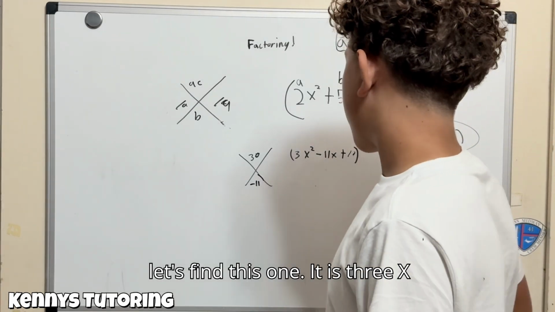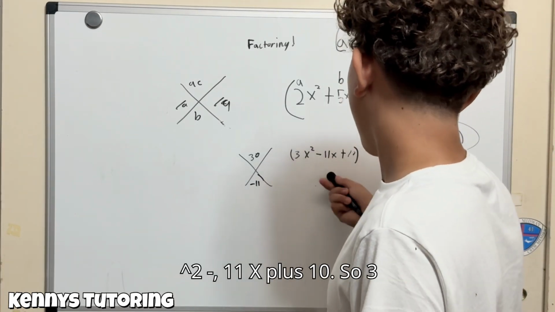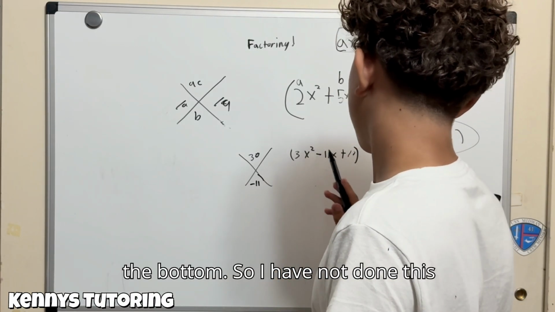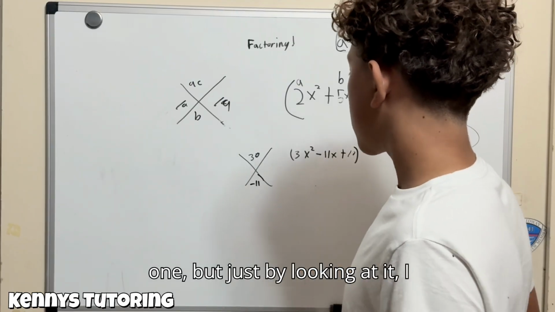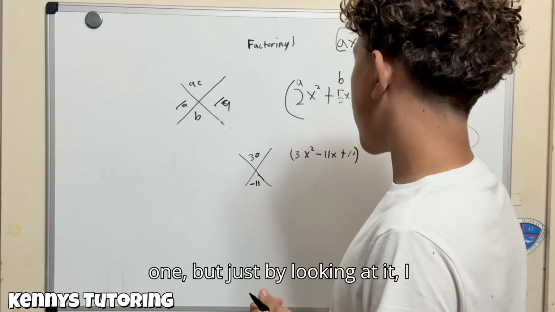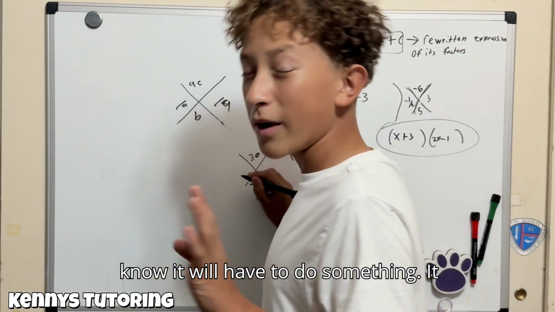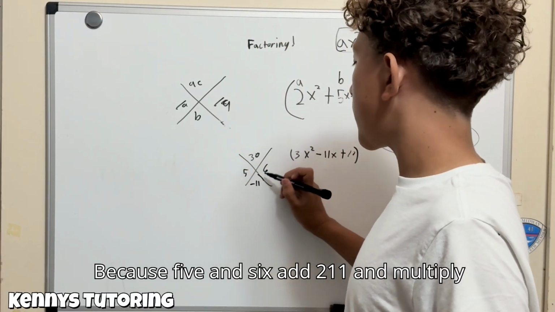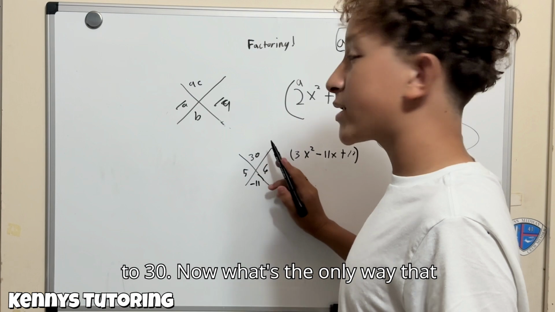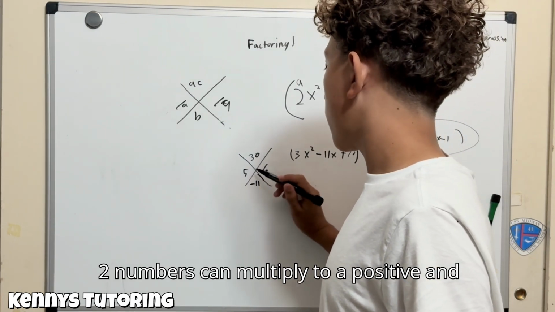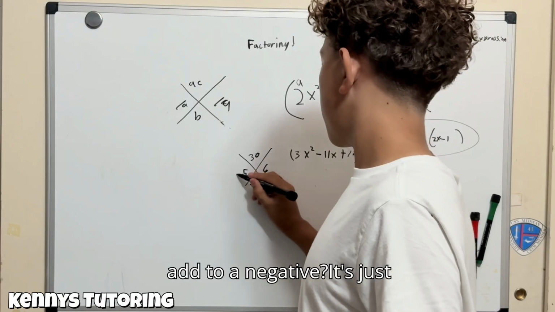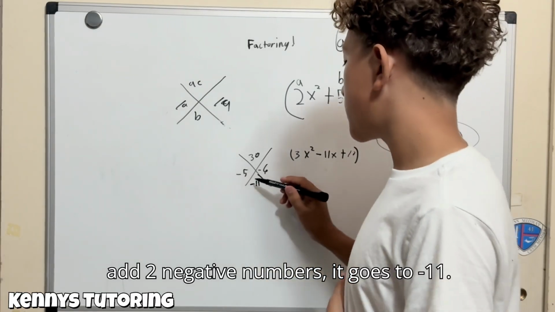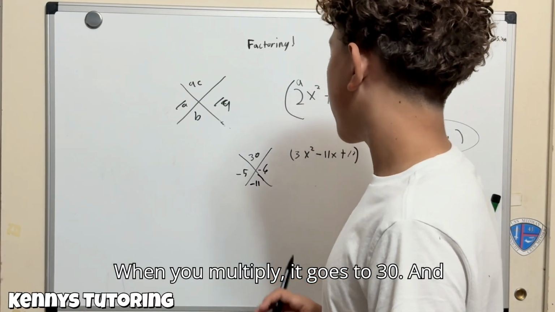So now, let's find this one. It is 3x squared minus 11x plus 10. So 3 times 10 is 30, and negative 11 is on the bottom. I have not done this one, but just by looking at it, I know it will have to do with 5 and 6, because 5 and 6 add to 11 and multiply to 30. Now, what's the only way that two numbers can multiply to a positive and add to a negative? It's if they're both negative. Because if you add two negative numbers, it goes to negative 11, and when you multiply, it goes to 30.